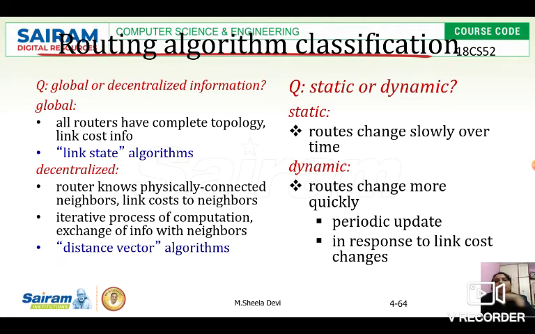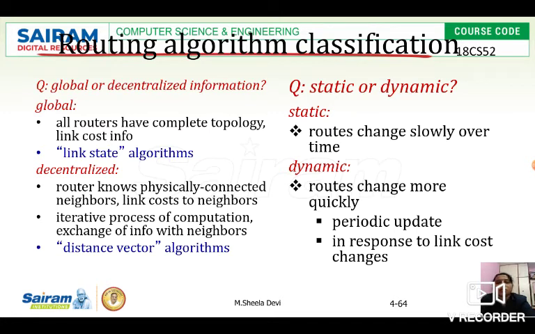So we have different types of routing algorithms. The classifications are like this: global or centralized. So what is global? All routers have the complete topology. Every router will have the knowledge of the entire network, so how to reach from one source to the destination. That is called global routing.